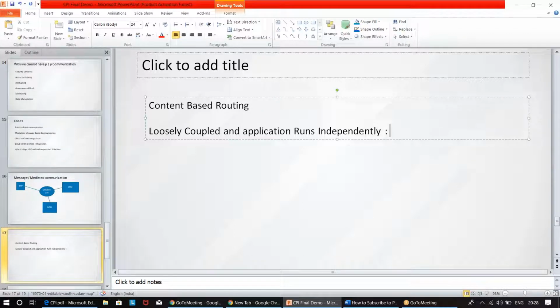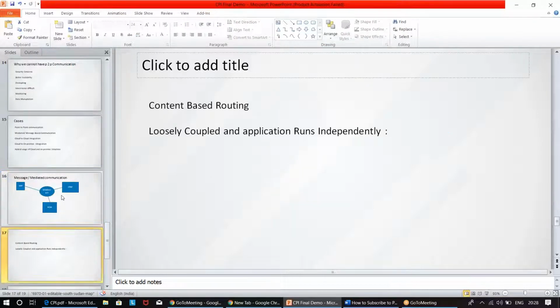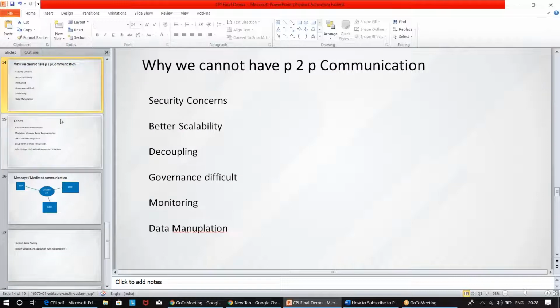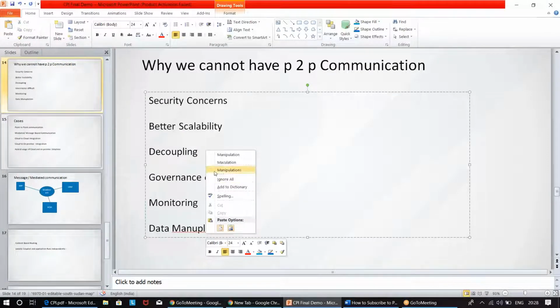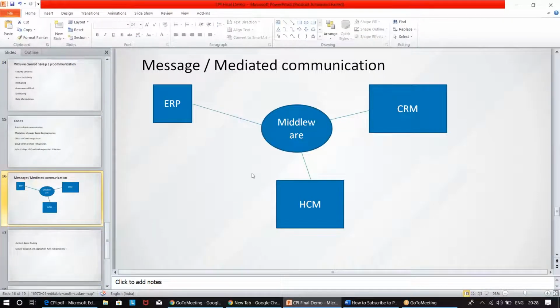So we understand that if we have this middleware concept, the challenges we faced, security, scalability, coupling, governance, monitoring, data manipulation, all these things get sorted out. That's why we have middleware. To address these challenges, we have different middlewares in place, your SAP PI, CPI and others.